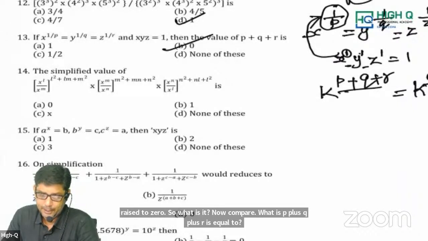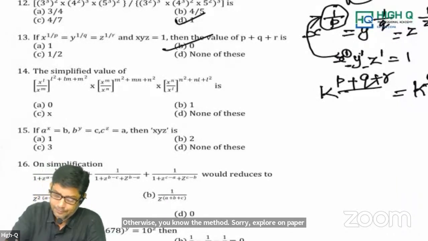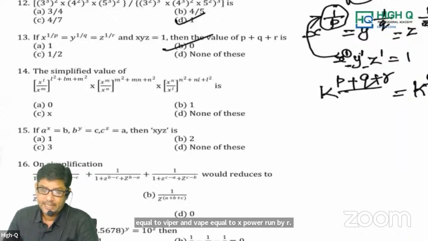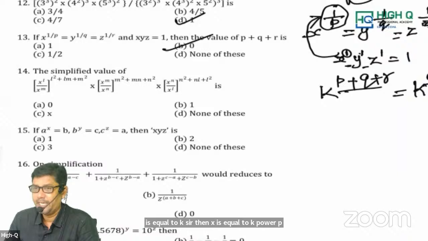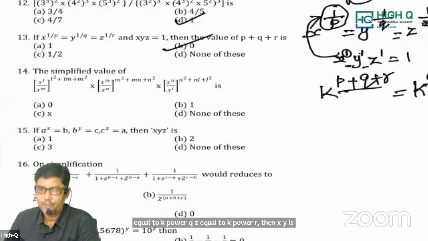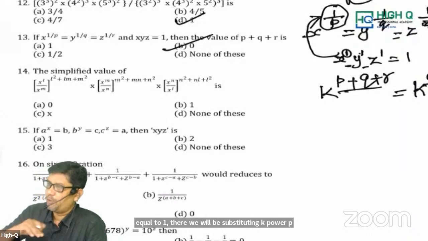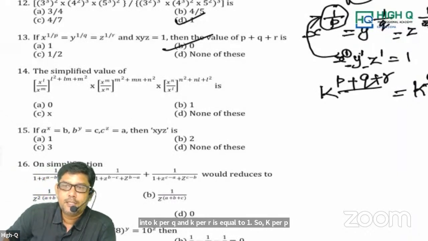Sorry, x power 1 by p equal to y power 1 by q equal to z power 1 by r is equal to k, sir. Then x is equal to k power p, y is equal to k power q, z equal to k power r. Then xyz is equal to 1. There we'll be substituting k power p into k power q into k power r is equal to 1. So k power p plus q plus r is equal to k power 0. Therefore, p plus q plus r is equal to 0.